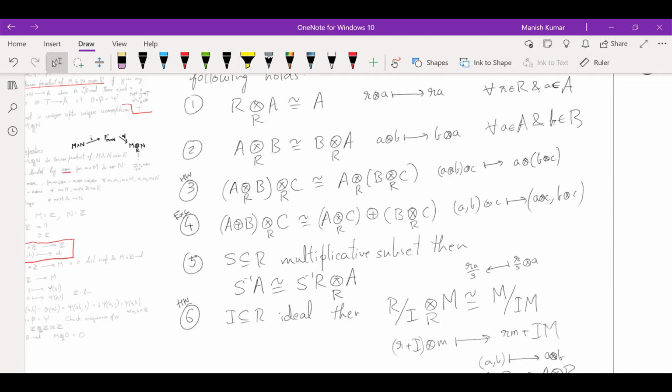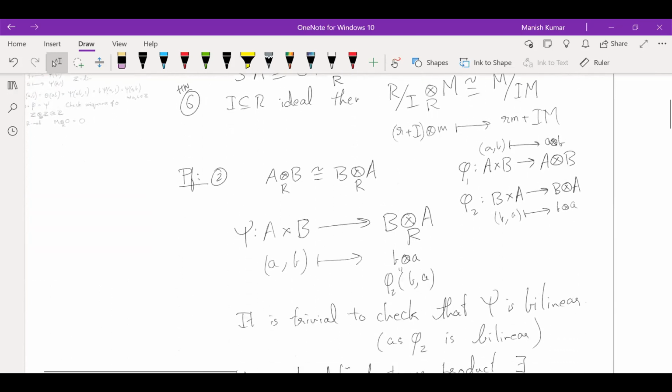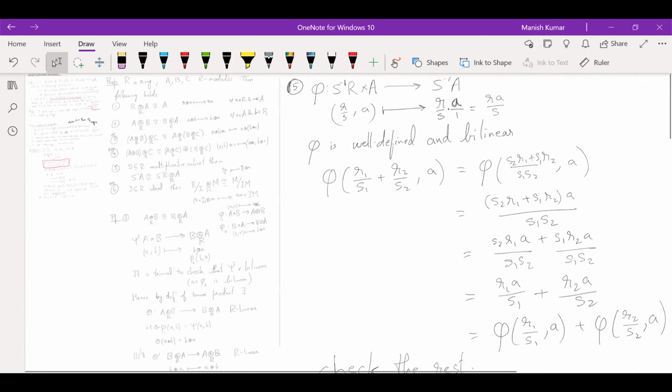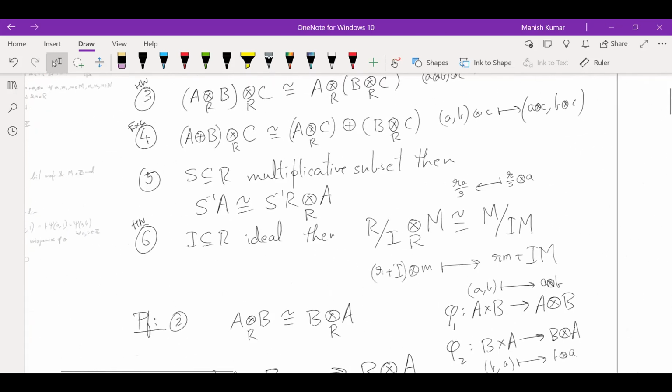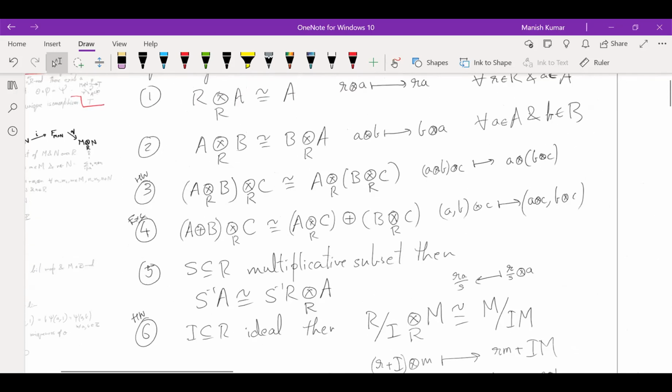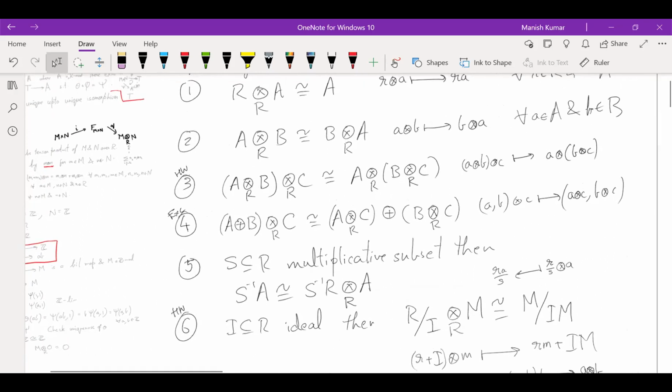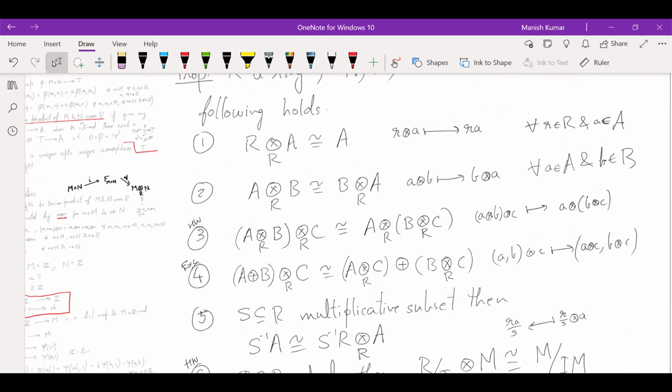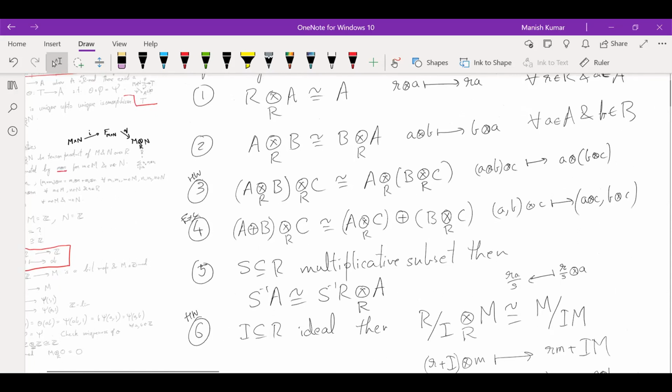So the rest I had anyway assigned as homework, except for 5. All these proofs are in a similar spirit. You give bilinear maps and work with that. Okay, so these basic properties help you figure out what the tensor product is.